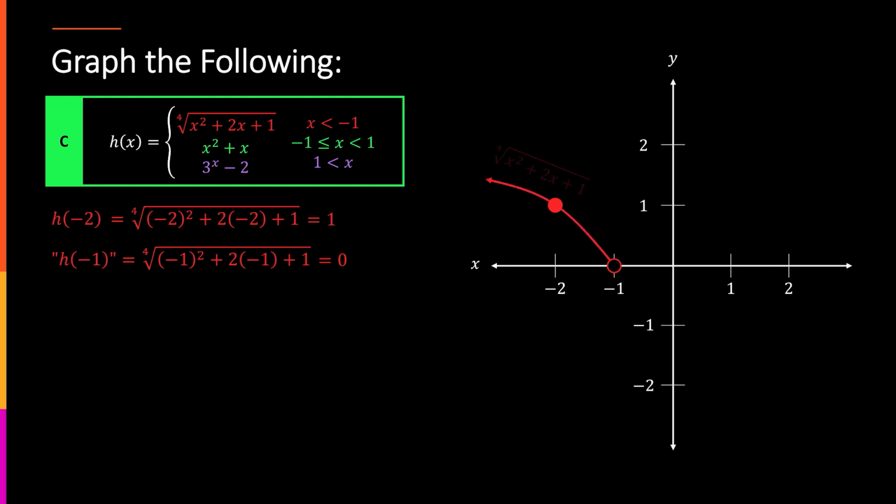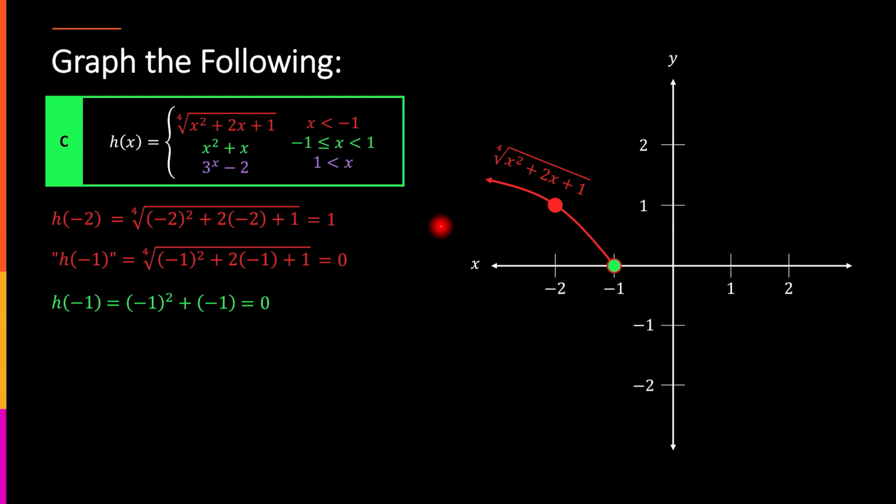And I can connect these things to make this relatively nice radical function curve on the left. Then I need to do the middle part. So I can plug in -1, which is included, right? -1 is less than or equal to x. So I can plug in -1, negative 1 squared plus negative 1 is 0. So then I get negative 1 comma 0, which means I'm going to fill in this dot over here. So filling that in, that's one of my points.